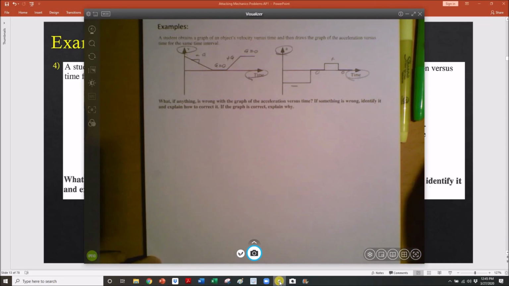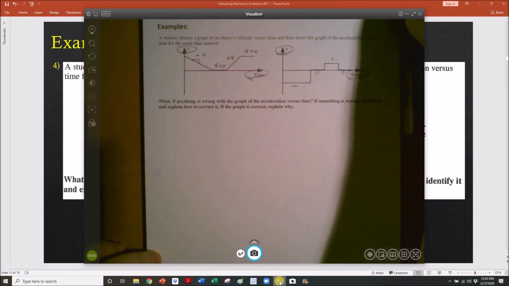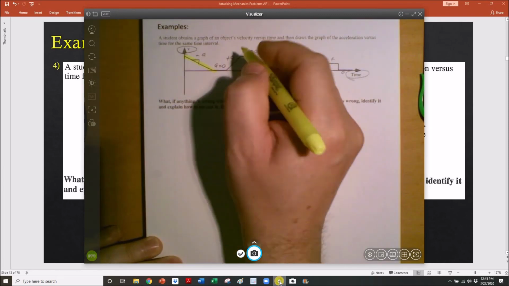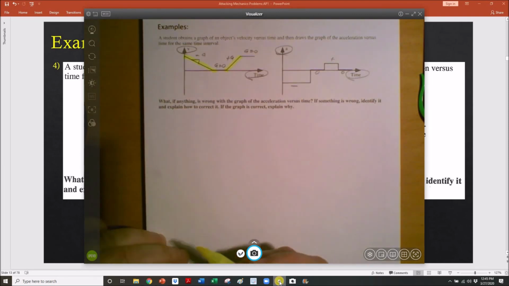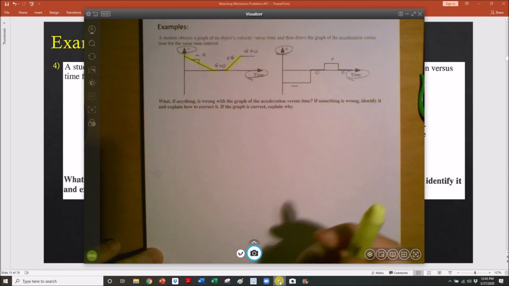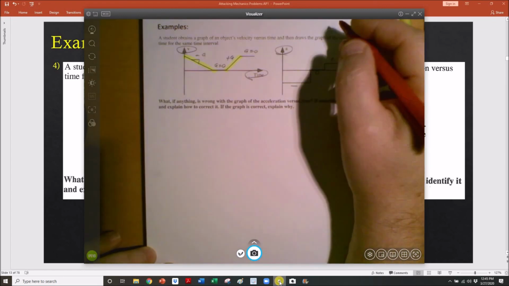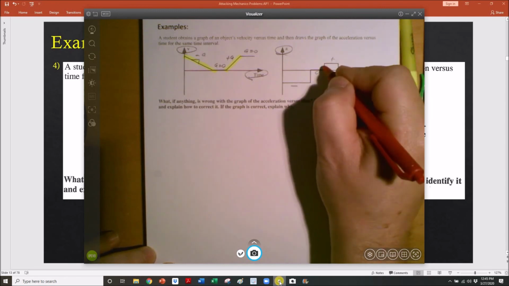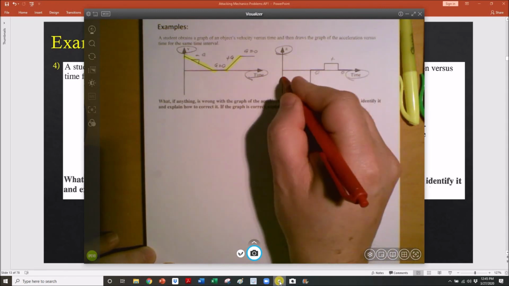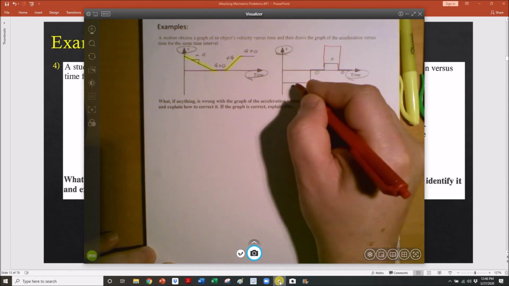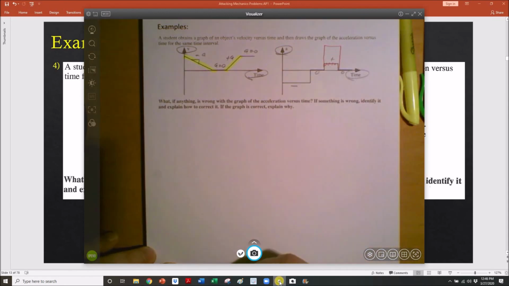And the problem is that this negative slope here and this positive slope here are not the same magnitude. The positive slope is larger than the negative slope. So our error is that this one needs to be taller or this one needs to be smaller. This just needs to be a bigger magnitude than the one over here. Okay? And now the graph looks great.